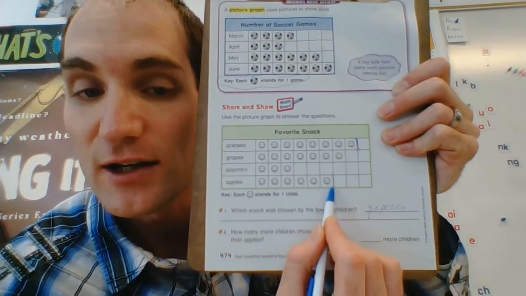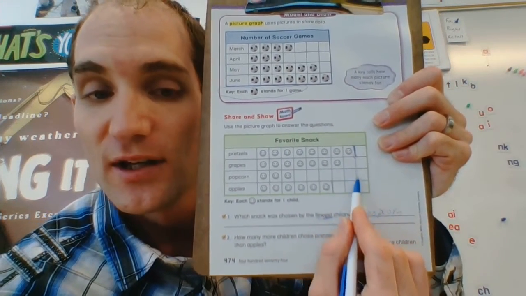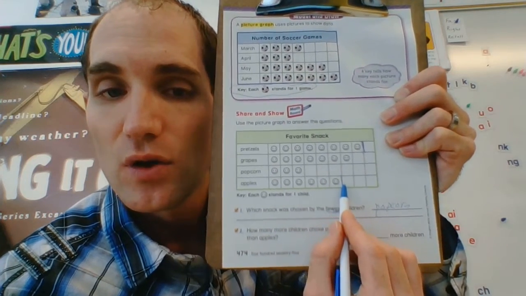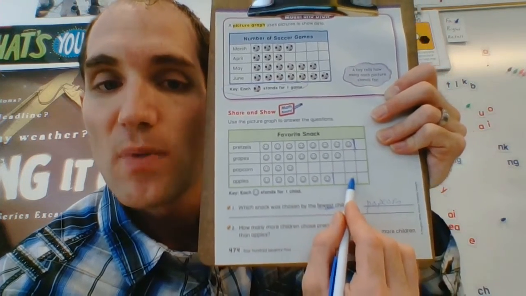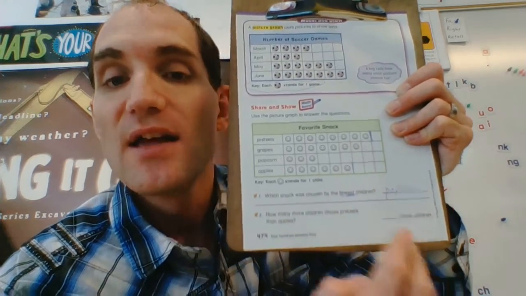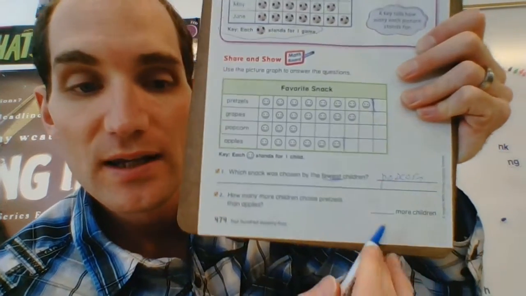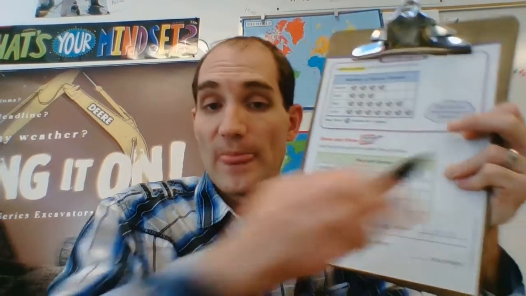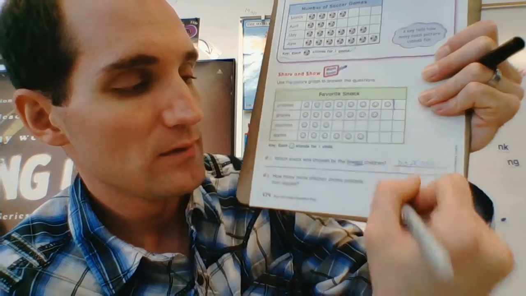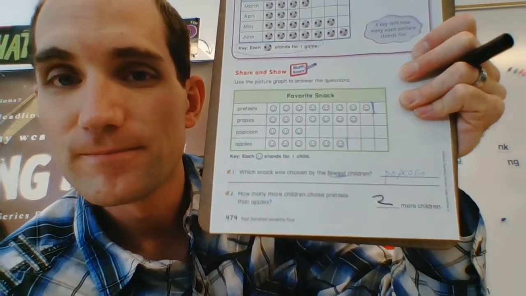So we ended right here. We want to get to here to see how many more it would take to get to pretzels. 1 box, 2 boxes short of the pretzels. 2 more kids said they like pretzels more than apples. There were 2 more. So I write a 2 down here to answer the question. Changing to my other marker that actually writes. There we go.